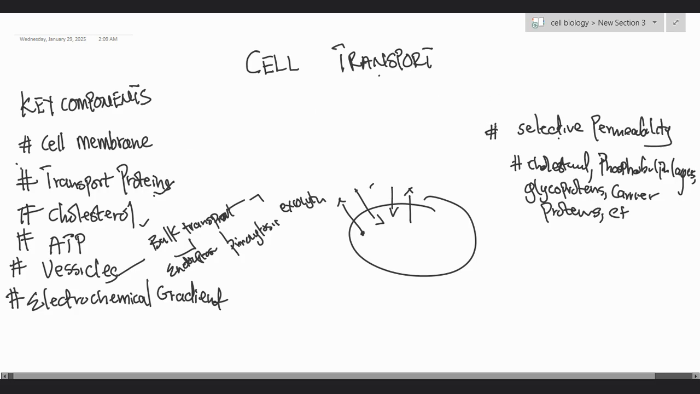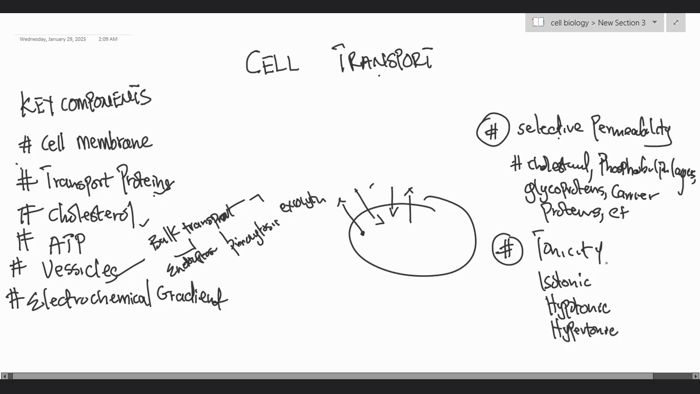Now, aside from the key components, we have factors or concepts regarding cell transport that are also very important. Besides selective permeability, we can talk about tonicity. Under tonicity, we have isotonic, hypotonic, and hypertonic. Isotonic is when there is a balance in concentration between the extracellular compartment and the intracellular compartment. There is no net movement of substances from the intracellular to the extracellular compartment, or vice versa.